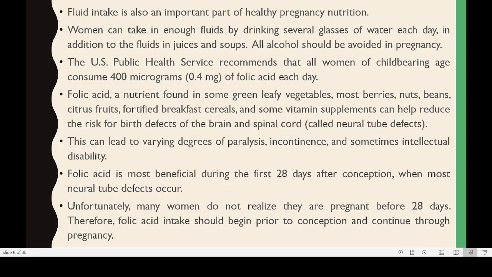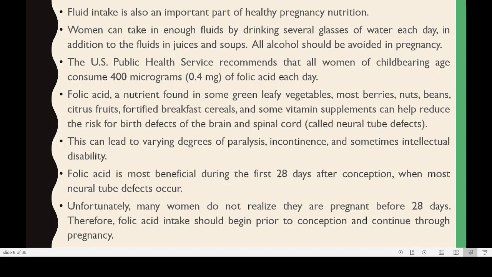All alcohol should be avoided, because the problem with alcohol is that alcohol can also enter the uterus and reach the baby, and the baby can get fetal alcohol syndrome. Fetal alcohol syndrome is a kind of disease that affects the baby inside the uterus. The US Public Health Service recommends that all women of childbearing age consume 400 micrograms of folic acid.